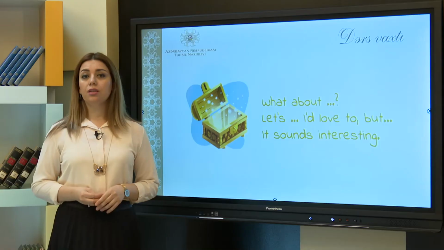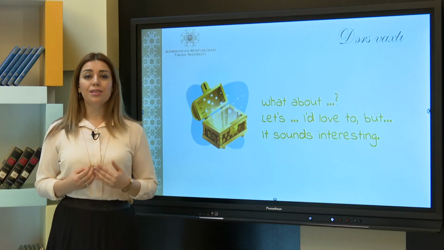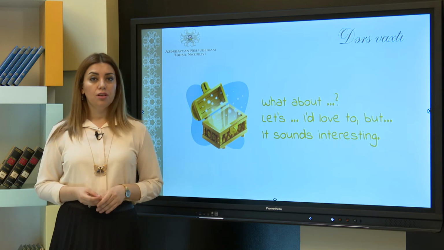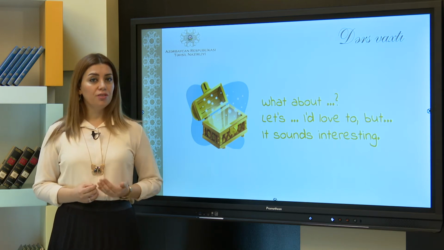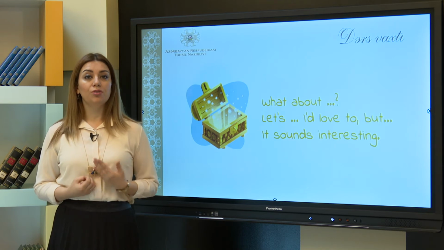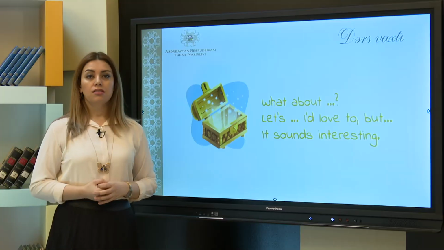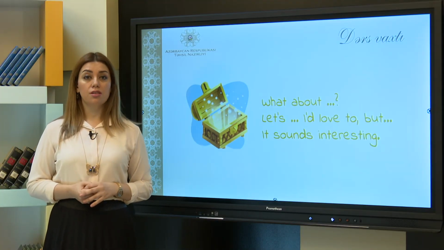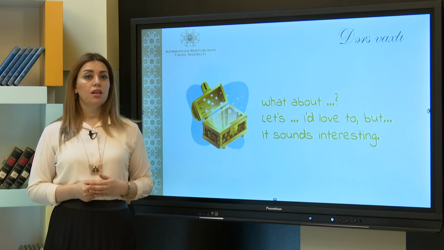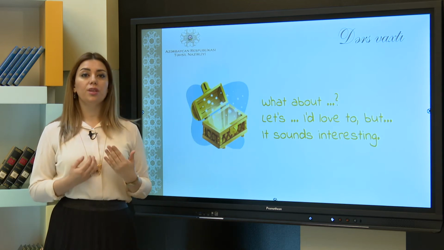Now in this lesson, I want to teach you some magic words. You know, being polite is very magical. It makes people smile. It makes people love you. That's why you need to learn some magic words and use them in your vocabulary when you are speaking with people. Some examples are, what about, let's, I'd love to, but, it sounds interesting. These expressions are used in conversations to make conversations more polite. You say, what about, when you want to make a suggestion. For example, your friend is sad and you say, what about going for a walk with me?